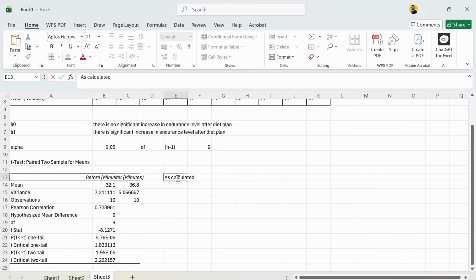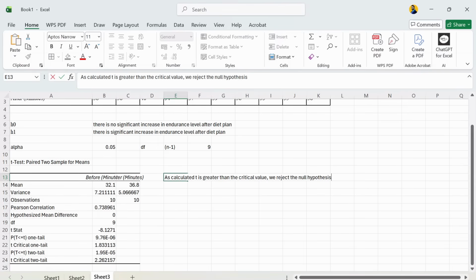So we will write down here: calculated t is greater than the critical value. We reject the null hypothesis, right? So this is our statement as per the critical value.